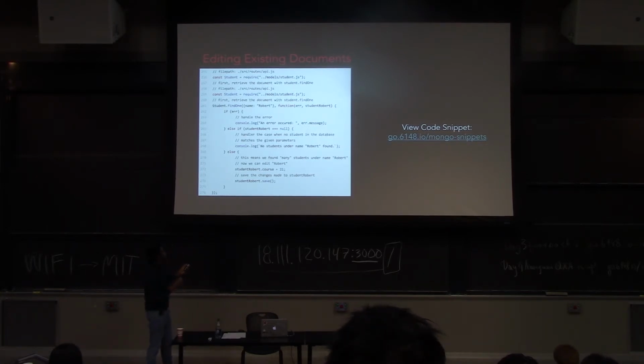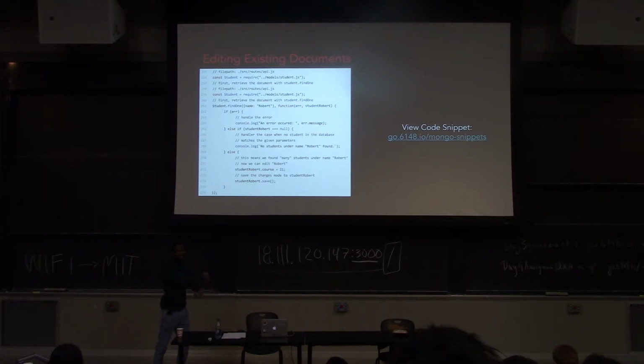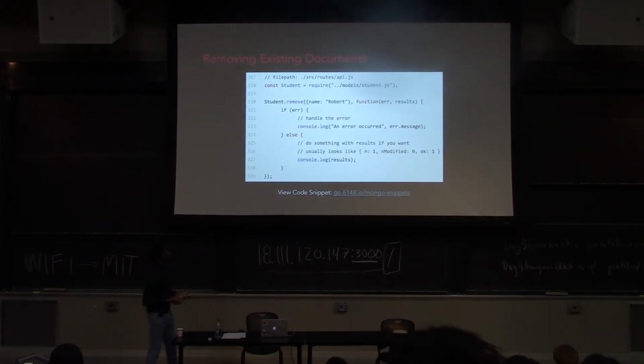This .save method is the one we used earlier in creating the document. So what you're doing here is just saying, change the course number and save the changes. All right? And the next thing is removing documents. There is a method called remove. So you have to be careful with this method.